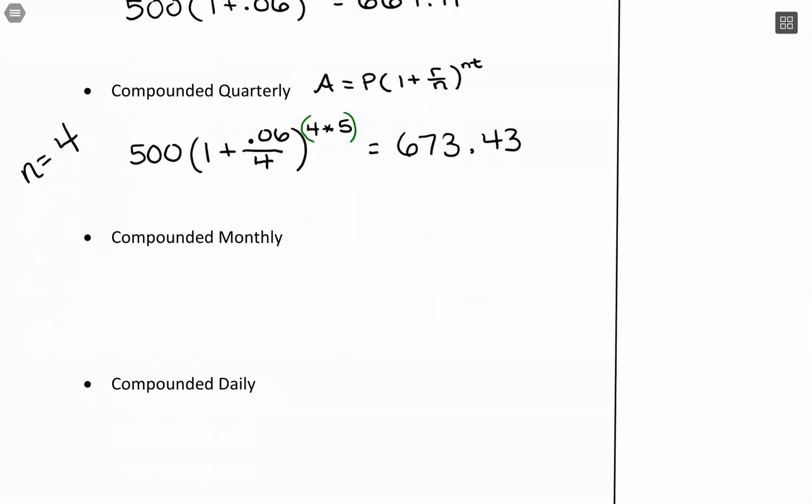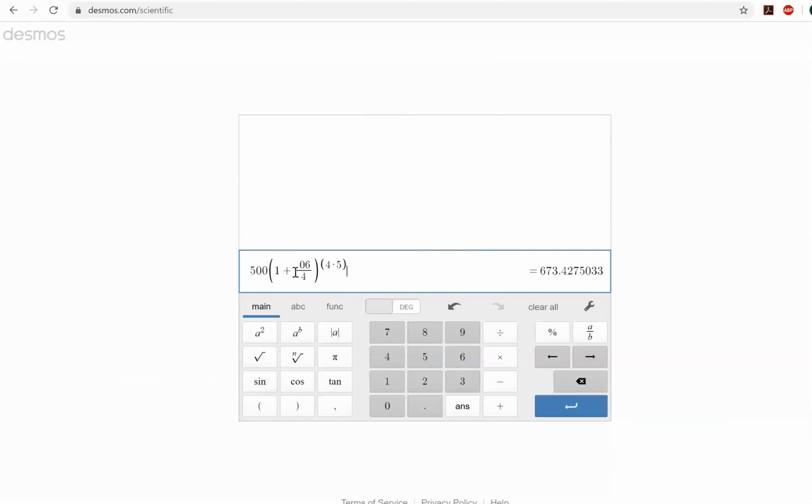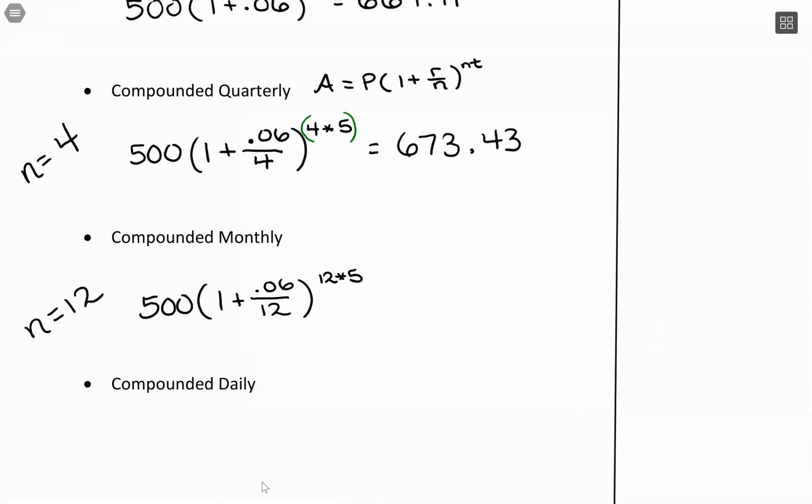If we go to compounded monthly, that's where we'll have compounding 12 times per year. So it's a similar setup: 500, 1 plus 0.06 divided by 12, and then in the exponent 12 times 5. So if we go back to our online calculator, if you already have the formula there, you can just edit it like you would a Word document. I'm going to change that to a 12, and then the 4 is going to change to a 12 as well. And then we have our solution there, 674.43.